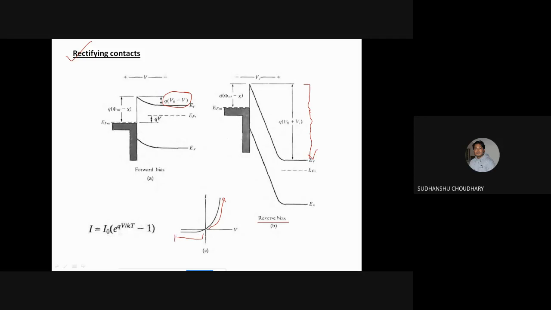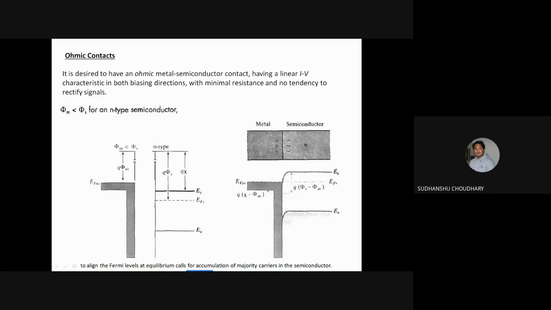So that means that these Schottky contacts are rectifying contacts. That is, they allow current for only one polarity of bias, that is positive bias, and they do not allow current for the other polarity, that is negative bias. But as I said, we don't want such rectifying contacts to connect the devices. Instead, we want ohmic contacts.